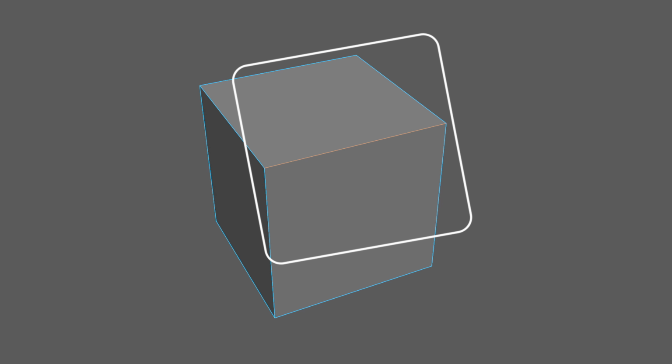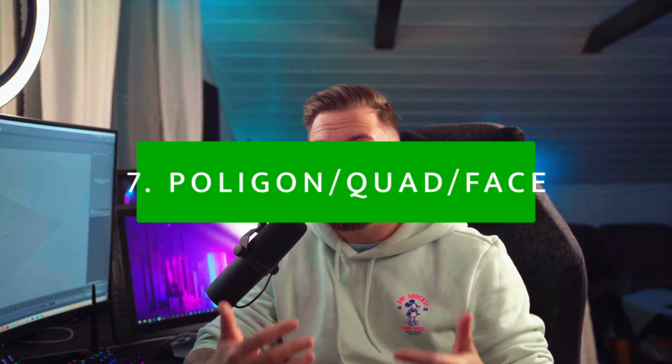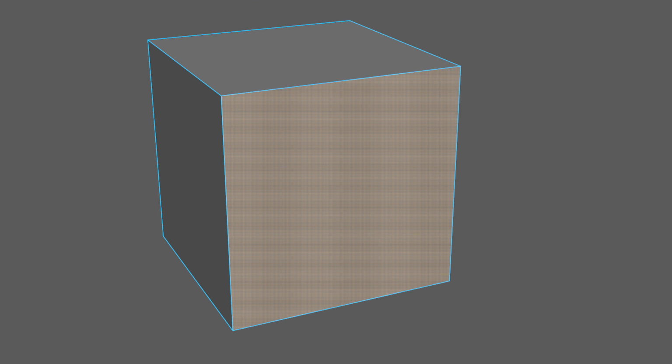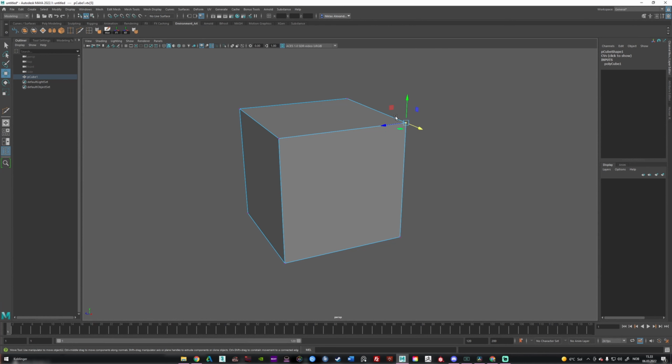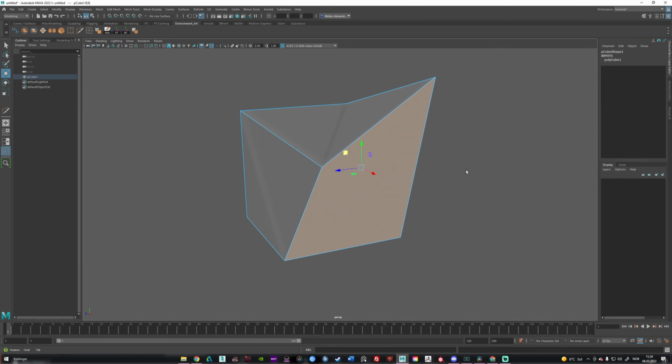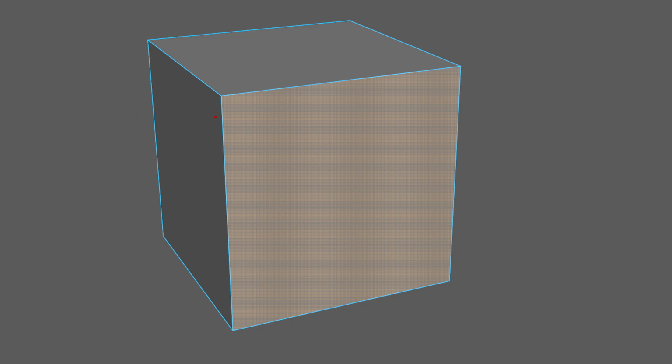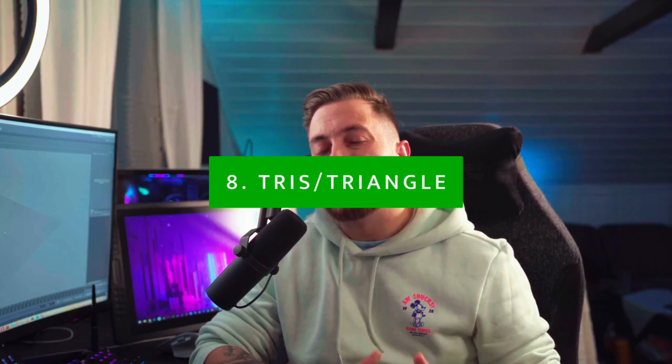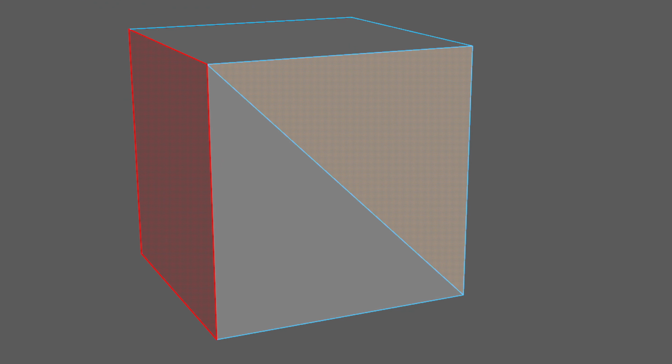When we connect four vertices, we get a polygon, also called a quad. In some instances, you might recognize it as a face, depending on the software you're using. What most people find confusing about quads is that they think of a square, but it can have any shape it wants as long as it consists of four vertices. A quad is the visual representation of the math of the space in between those four vertices. Every quad consists of two triangles. And tris and triangles is another word that you might come across. The simplest way to think of a tris is just to take a quad and divide it by two.